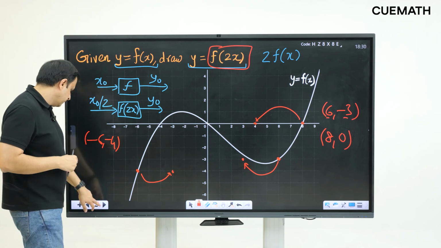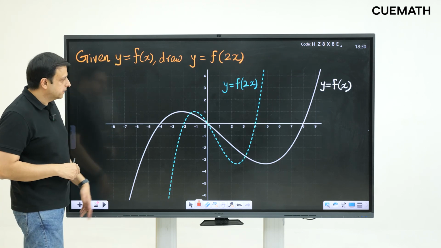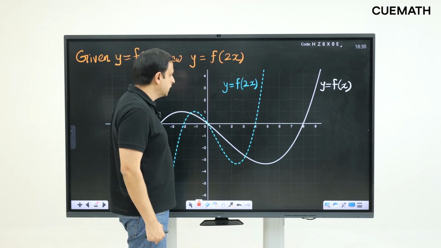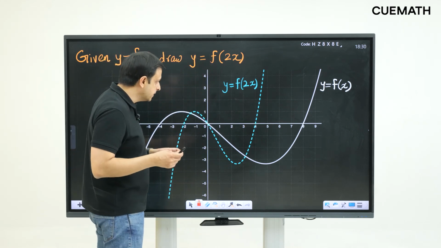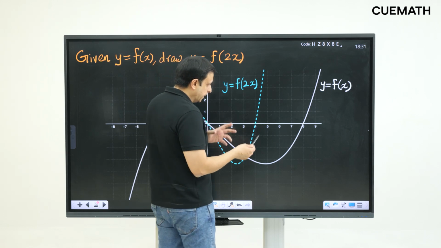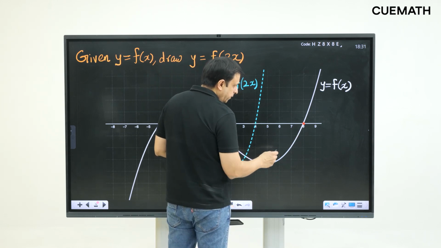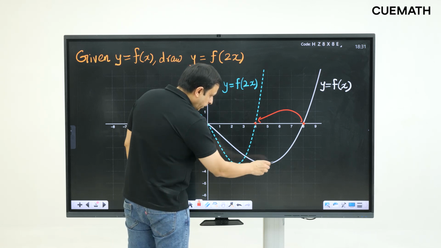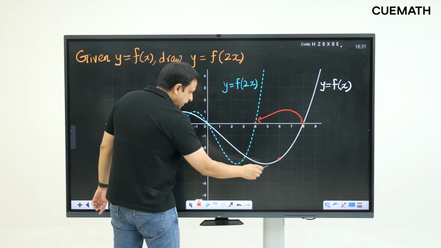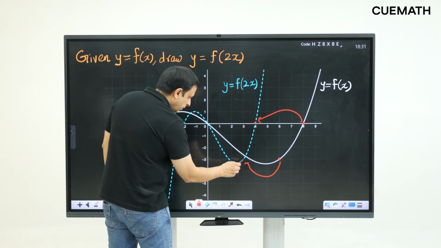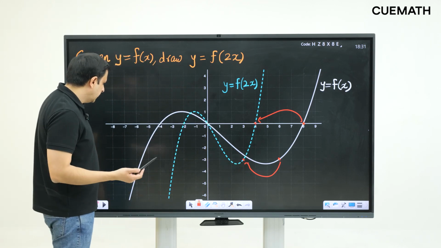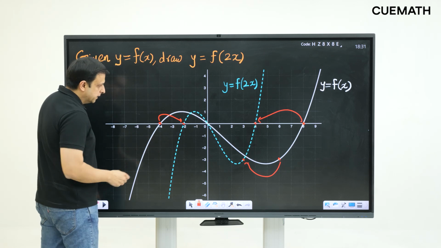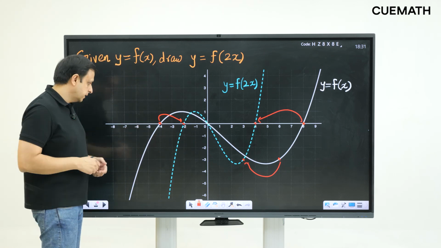So what does that look like? In this case, it looks something like this. This is the original function f of x, and this is the transformed function f of 2x. You can see for the specific examples that we discussed, this point 8 comma 0 is moving to this point 4 comma 0, and this point 6 comma minus 3 is moving to 3 comma minus 3 on the new function, and this point minus 4 comma 0 is moving to minus 2 comma 0. 0 comma 0 stays where it is, of course it does.